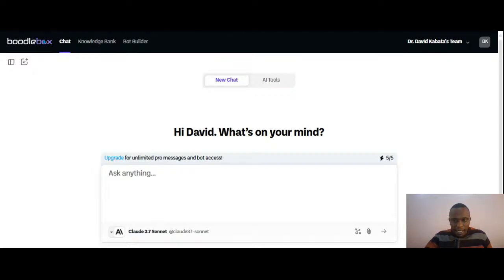So I'll then wait for Boodlebox to get me some of these papers. I'm waiting to see whether I'm going to get any paper. So we have all these papers. You can see we have Moai and Tale have written a paper on that.